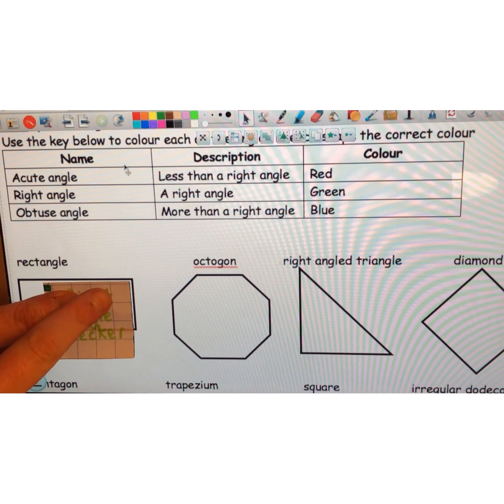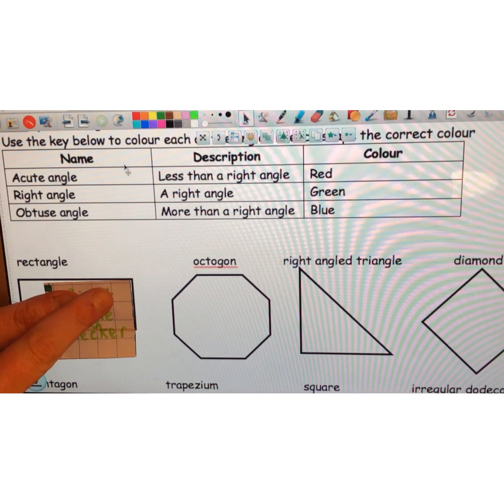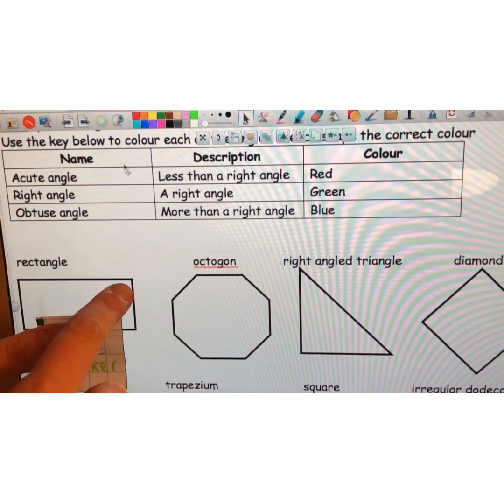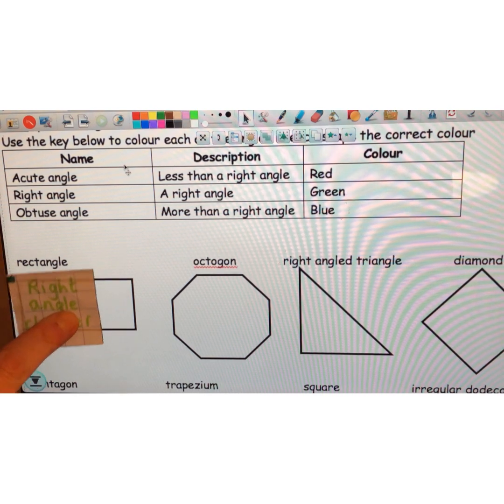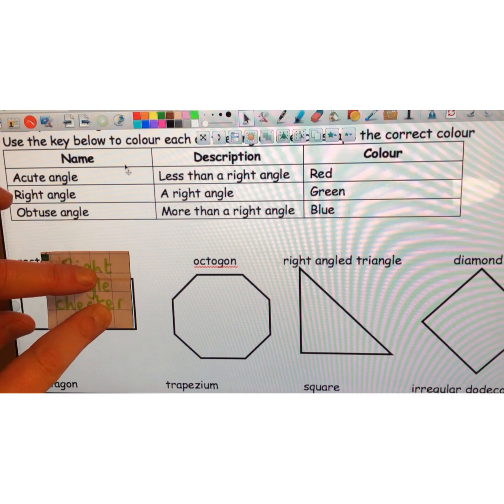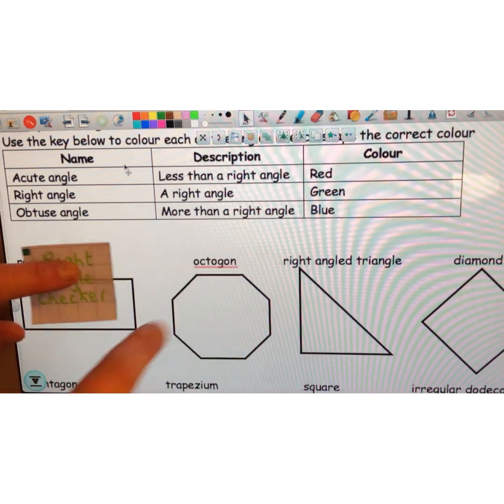So as you can see, I'm placing my right angle checker on the screen. Is it a right angle? Yes, it is. Now it tells me on the key that right angles must be coloured in green. So I'm going to colour in that angle green. And I'm going to check the next angle down here. Is it a right angle? Yes, it is. So I'm going to colour that angle in green.